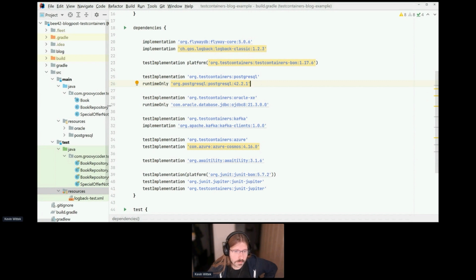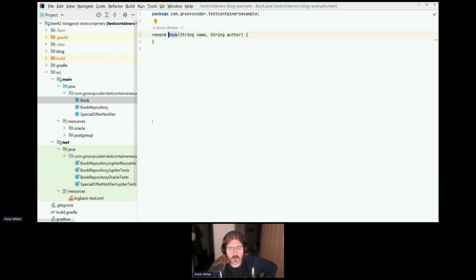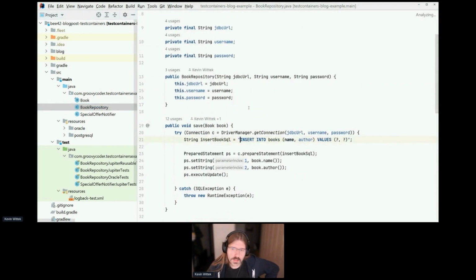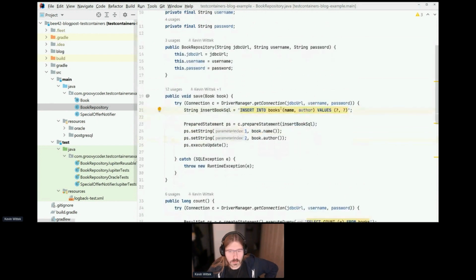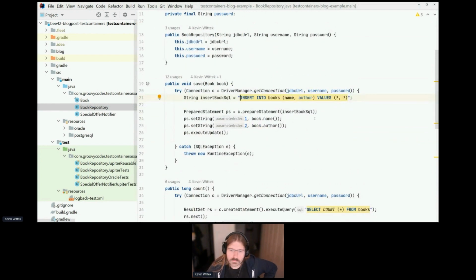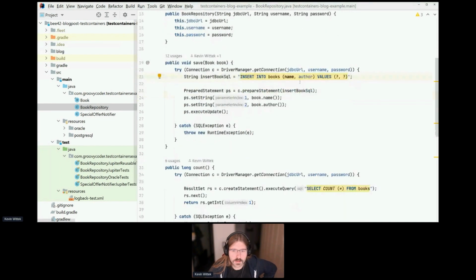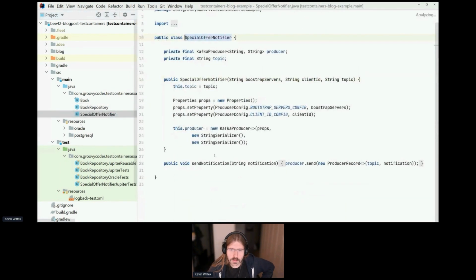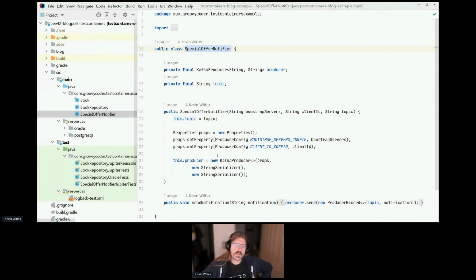Now I have here a simple example project that doesn't use any framework code. It is about just saving books in a relational database. It just has two fields. And in this book repository, we just use plain Java code to save books with Java SQL code. The production code here is not really important. It's just supposed to be a simple example. And we have another class here that can send notifications to a Kafka topic, which basically just means sending messages to Kafka.